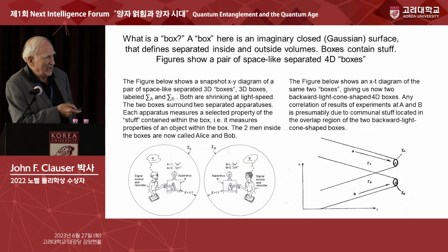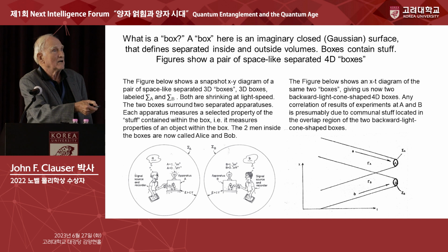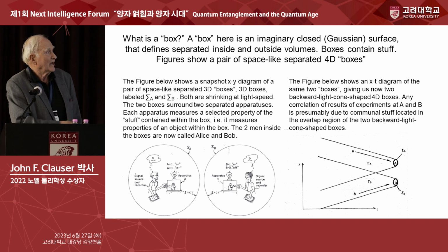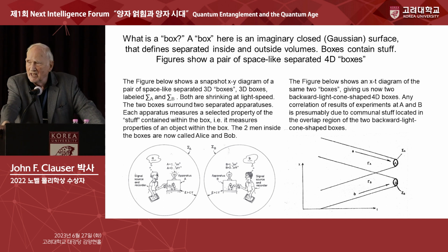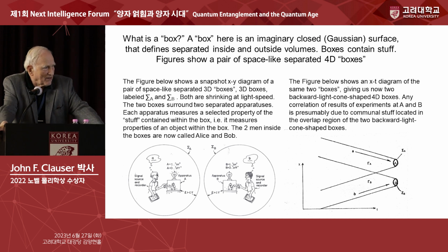So here we have a pair of boxes. This pointer isn't behaving, okay. And each one has within it someone generating a parameter setting. It's got an apparatus that's measuring something. We don't know what it is, but during some time interval, the apparatus will give you a binary result, yes or no. We have a second box separated from the first box. These two characters are called Alice and Bob. I made this slide back in 1976 before I knew what their gender was.